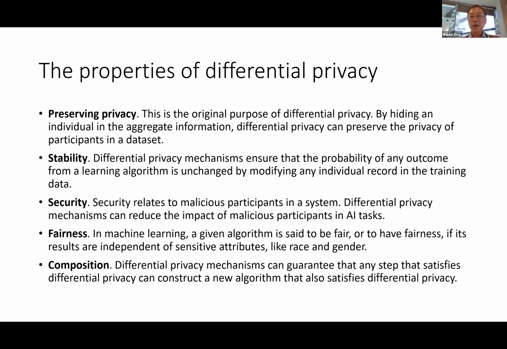Security: we can also use DP to reduce the impact of malicious participants in an AI task. For example, in a multi-agent system, if one agent is captured by your enemy, it can do a lot of malicious things in the whole system. But if we use DP, then we can reduce the impact of a malicious agent on our AI tasks. Fairness is another one.